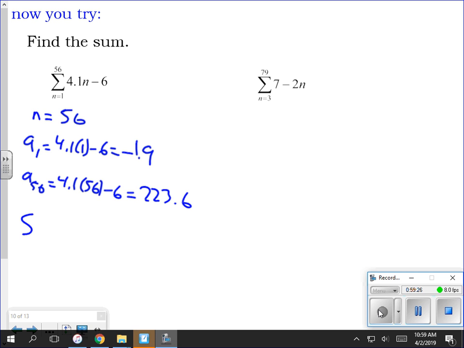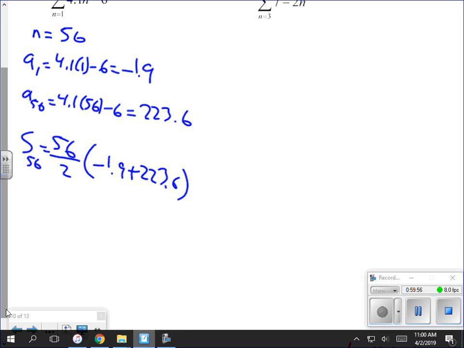So the sum of my first 56 terms in this case, 56, not 65, I'm not dyslexic, is 56 over 2 times negative 1.9 plus 223.6. And I get 6,207.6. Is what I got.